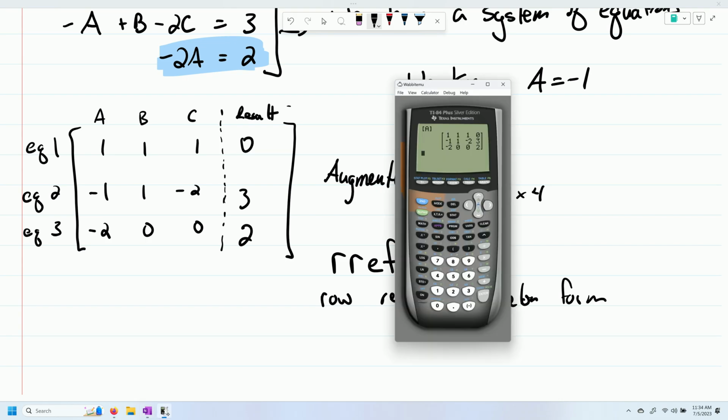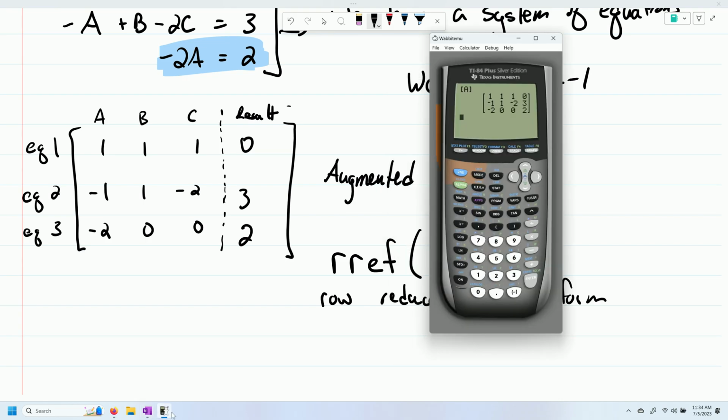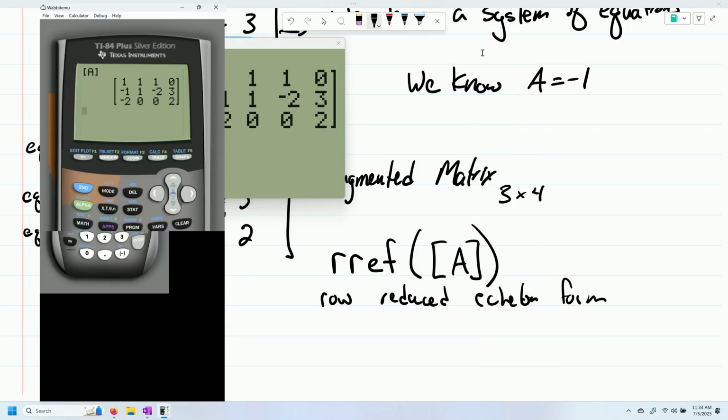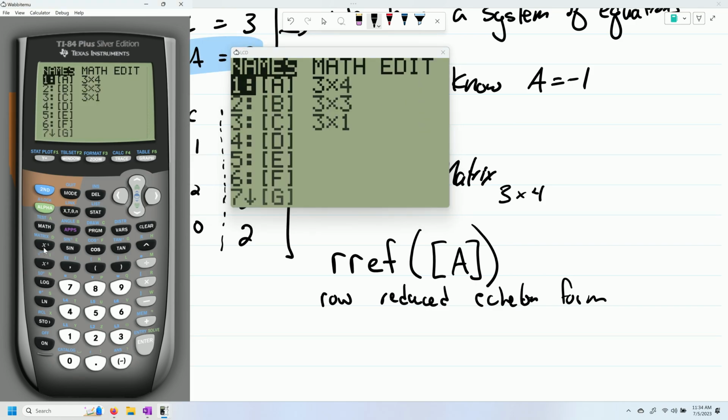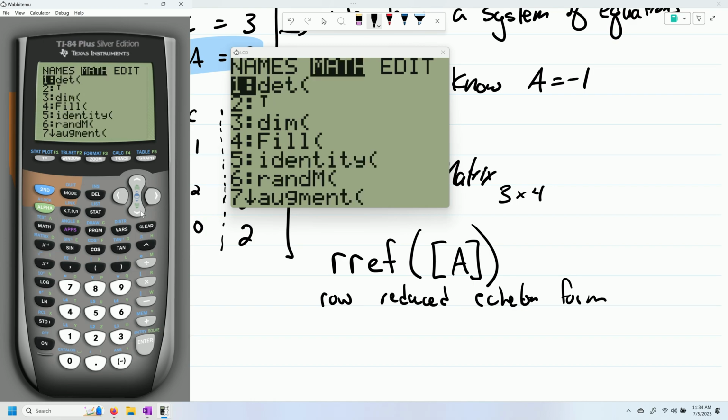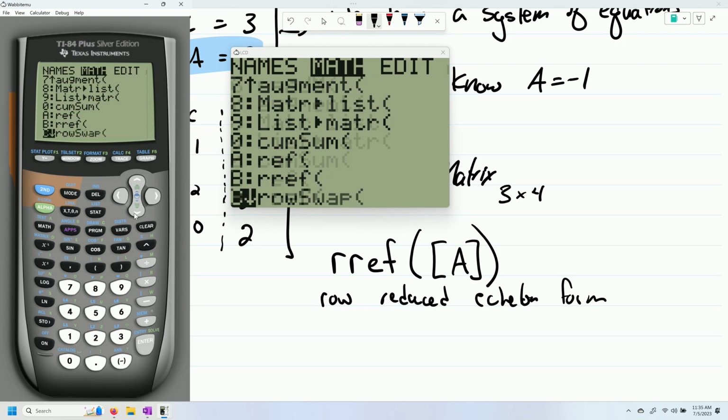So let's go back to our calculator here. And I'm going to show you how to do this. All right, there we go. So go back to the matrix. But we're going to move over to math. We want the calculator to do some math for us. So go over to math, and we scroll all the way down until we see RREF. So notice you have REF and then RREF. You want the double R, all right? Row reduced echelon form.